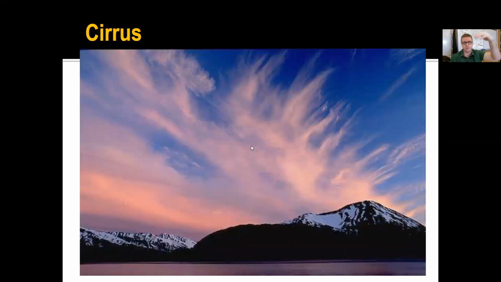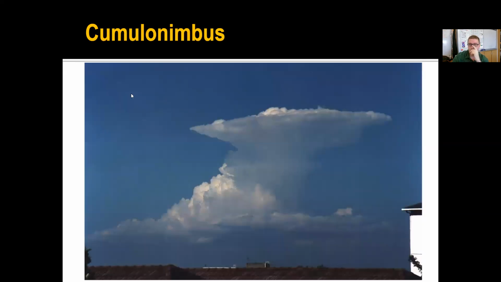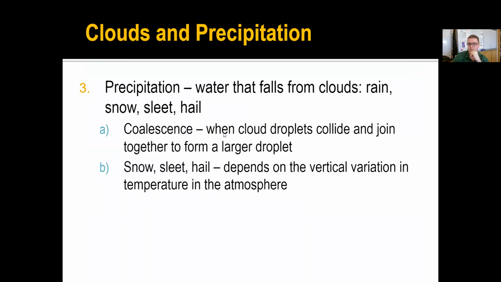Cirrus, my high wispy ones. Cirrostratus, very, very high stratus clouds. You see this very frequently at the ocean, like what we see here in this picture. My cumulonimbus, when you have clouds that have that really big, long neck or anvil-like shape, that's a lot of moisture, a lot of uplift. That's how you can get a lot of severe weather with those clouds.